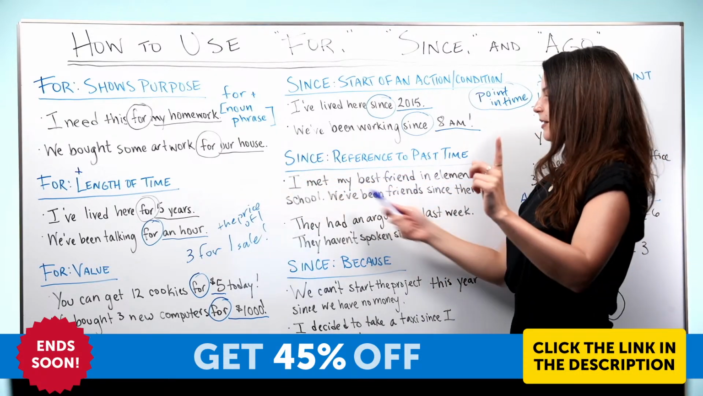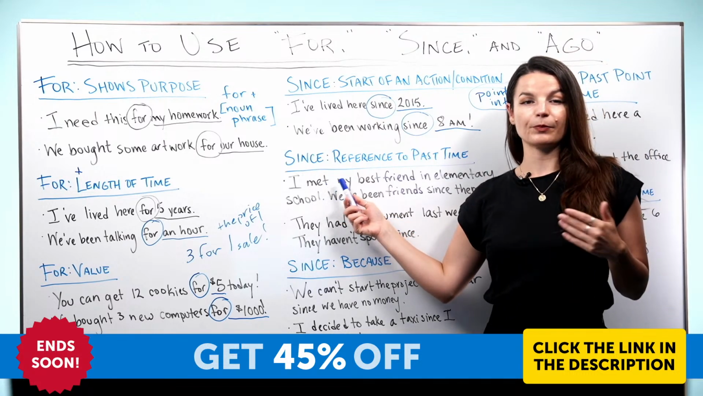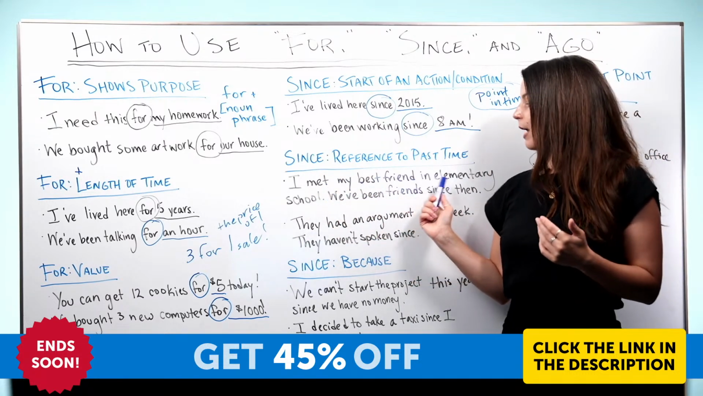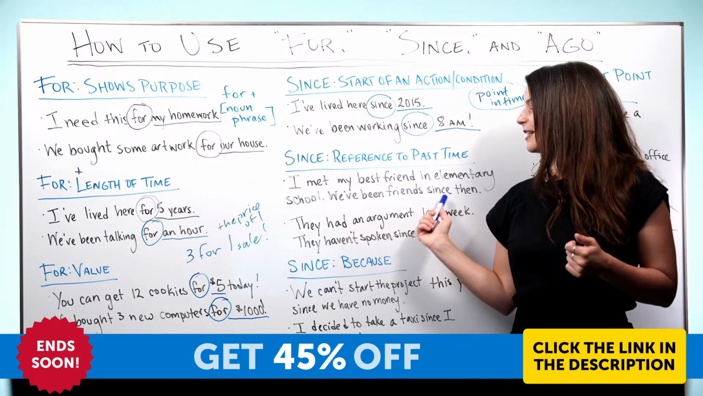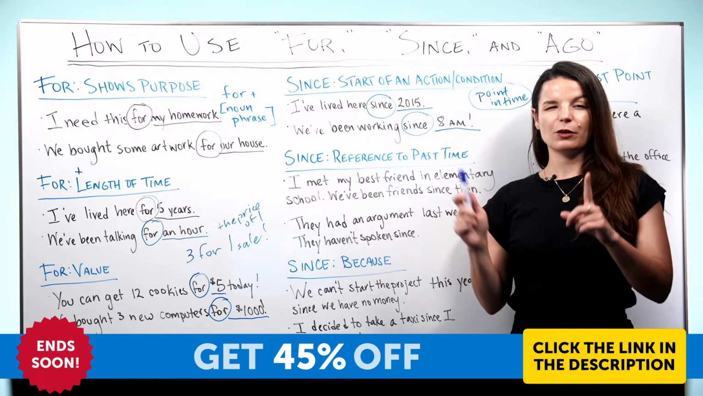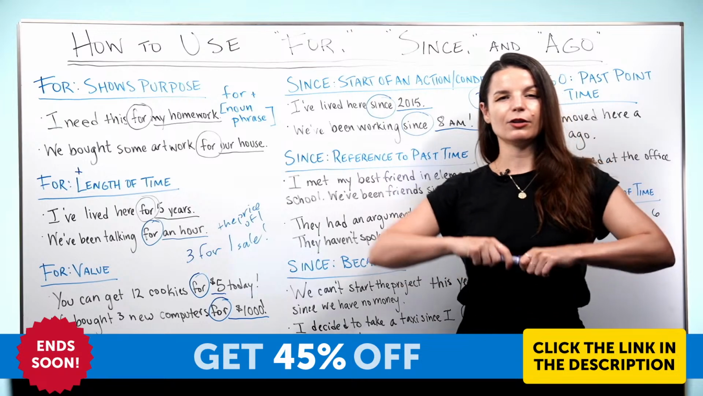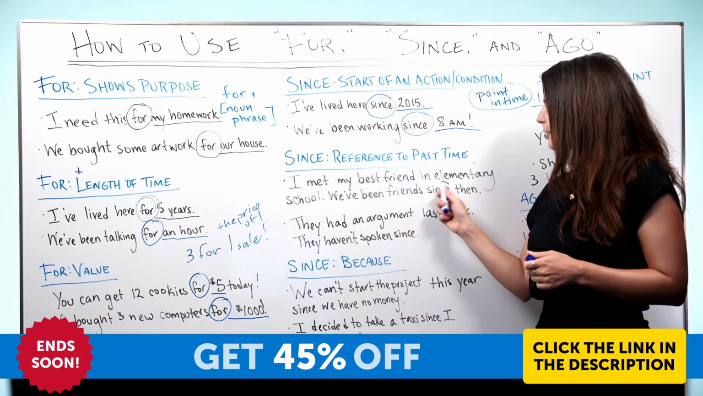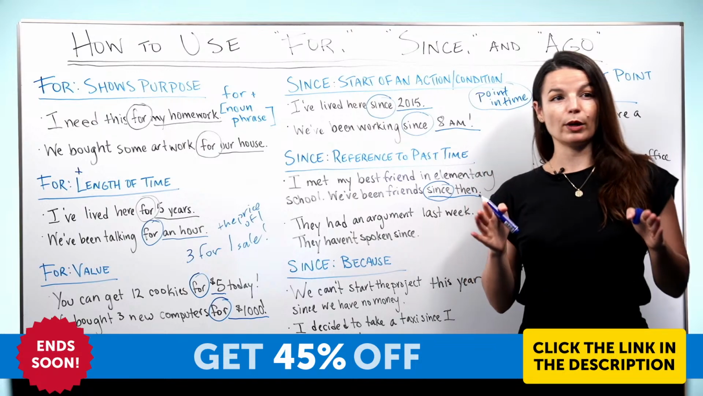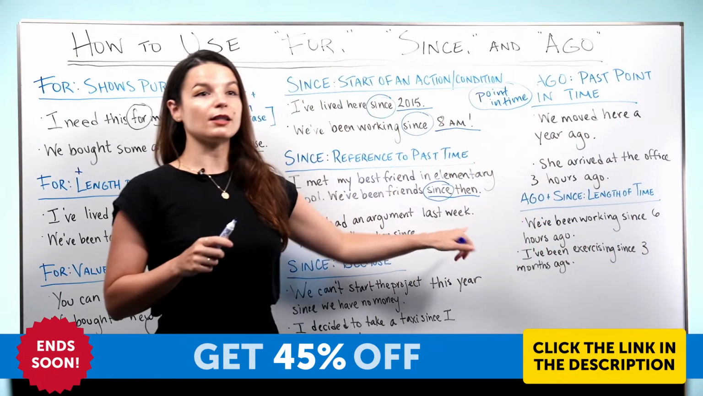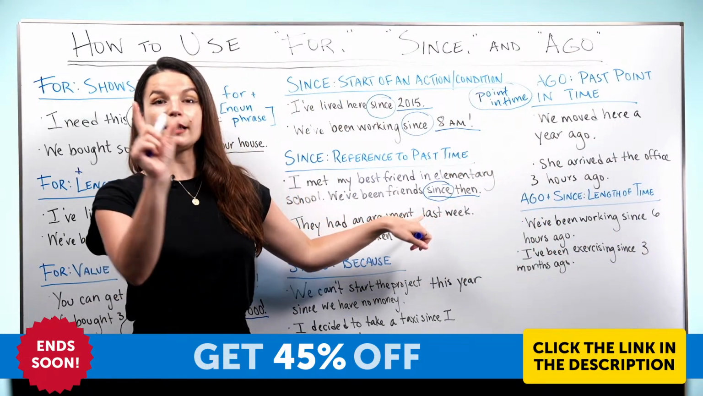Let's talk about this. Here is our first example. I met my best friend in elementary school. We've been friends since then. Okay? So you might think, what is happening here? Why are there two sentences? This since and since then are the key points here. Let me go to the other side. Since and since then work together here.